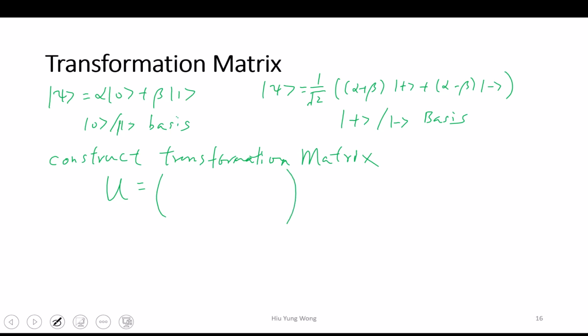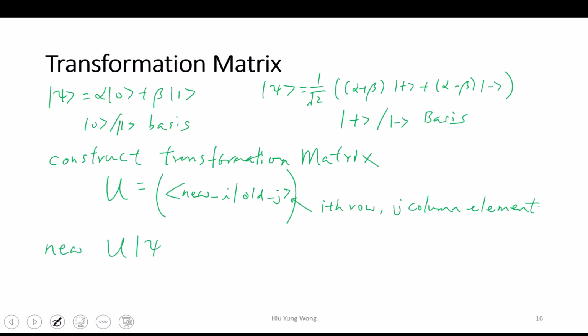This is a matrix. So for the ijth element, it is equal to the new basis i vector inner product with the O basis j vector, for the ith row, jth column element. And then with this, any new vector is equal to U times the O vector.